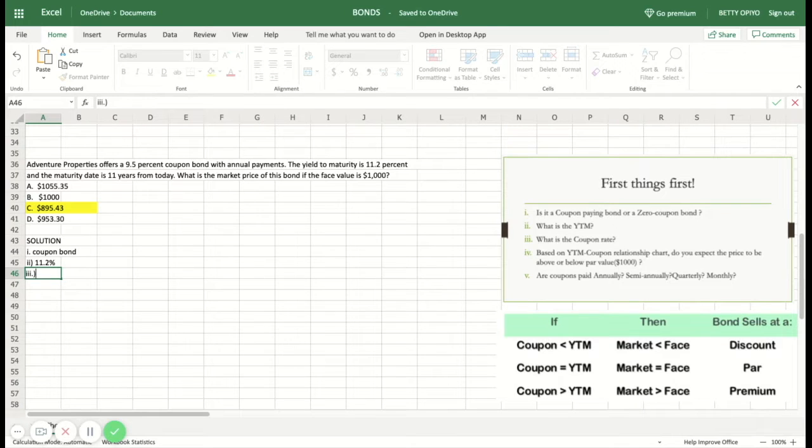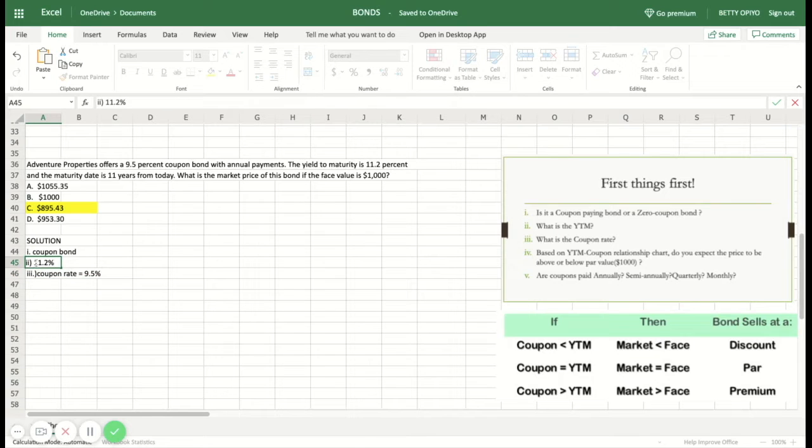So that answers the second question here. And then the third part asks, what is the coupon rate? Because we determined that this is a coupon paying bond, we want to know what coupon rate this bond pays. From this question, you see that it says Adventure Properties offers a 9.5% coupon bond. So the 9.5% is the coupon rate, which is the annual coupon rate. So we have the coupon rate: the coupon rate is 9.5%.